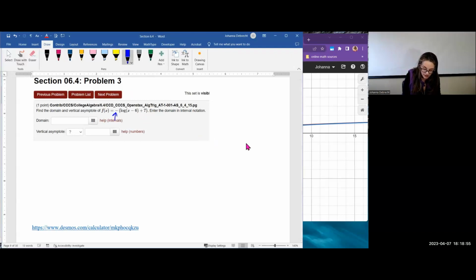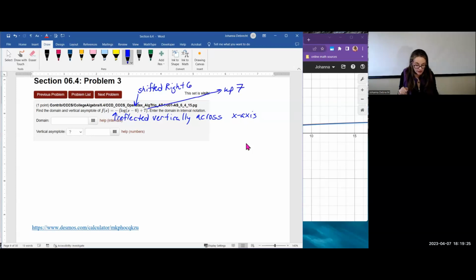So this is reflected vertically across the x-axis. And this one has been shifted right 6. And this moves it up 7, right? So what's the new domain?